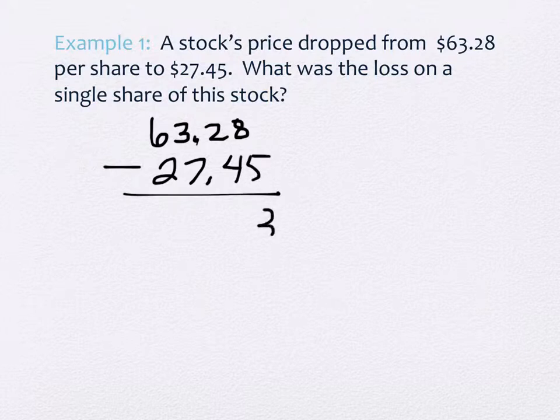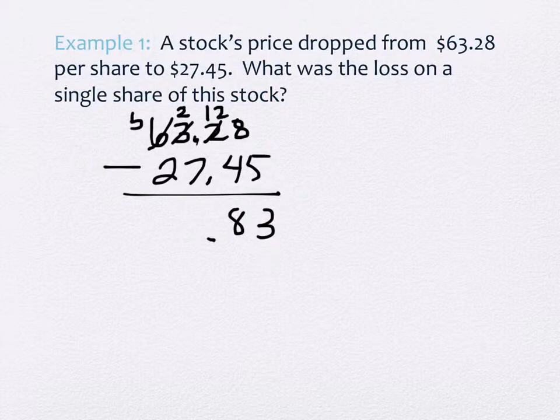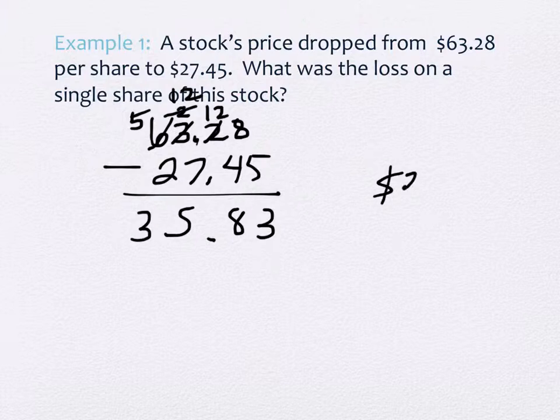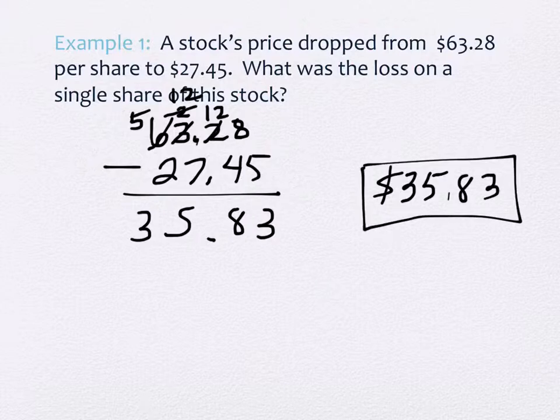8 minus 5, that's 3. 2 minus 4 doesn't work, so we're going to borrow. So basically we're taking like a dollar bill and turning it into 10 dimes. So this 2 becomes a 12. So 12 minus 4 would be 8. And then, of course, 2 can't subtract from 7 either, so I'm going to have to borrow again. So this one's 5 now, and this one's 12. 12 minus 7 is 5, and then 5 minus 2 is 3. So it dropped $35.83 per share.